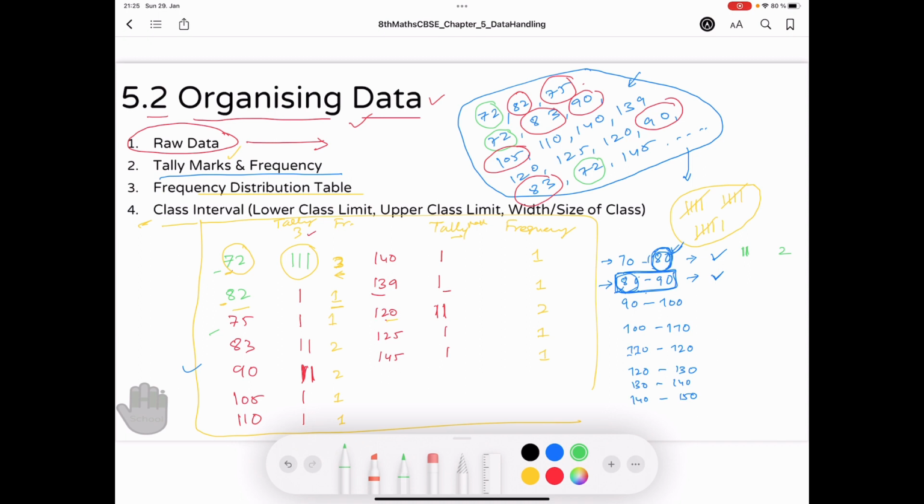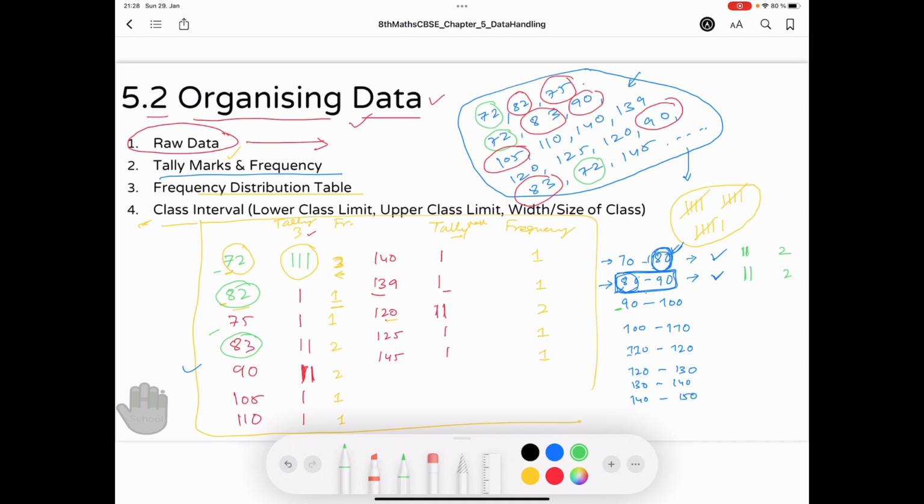Now we know that 80 to 90, what are the values? 82, 83. 90 we will not consider here; we will consider 90 in the next class. So 80 to 90 also has two values. In the tally marking we will put two lines and frequency as 2.